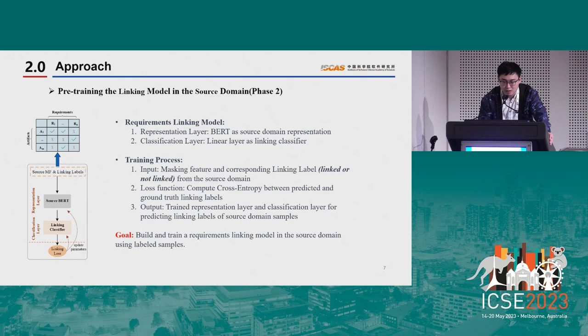Specifically, the model input is the masking feature and the corresponding linking label from the source domain. After the model is trained, this phase outputs the trained representation layer and classification layer for predicting linking labels of the source domain samples. And phase three aims to adapt features from the target domain to the source domain.